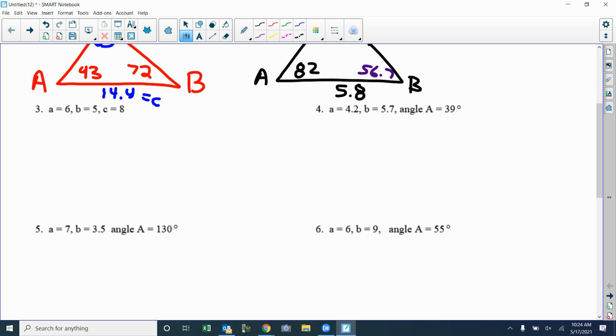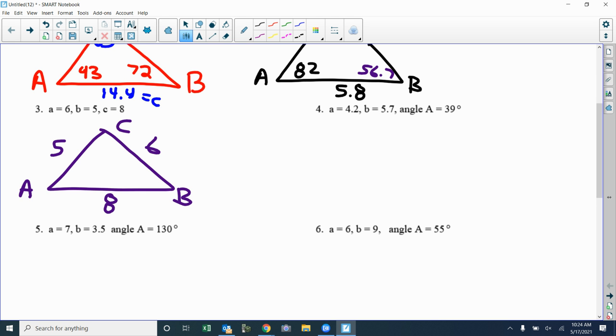All right, number 3 here. Across from A is 6, across from B is 5, across from C is 8. We're gonna have to solve for angle C. To me, this is side, side, side, which is probably the second hardest besides the ambiguous case one, so you're gonna have to solve for the cos of C.